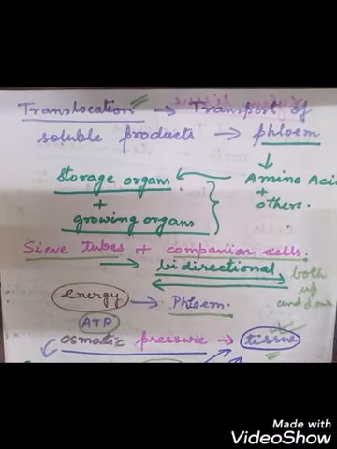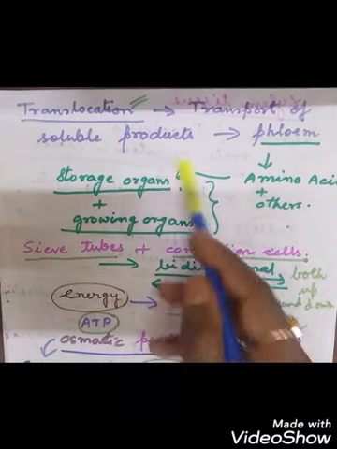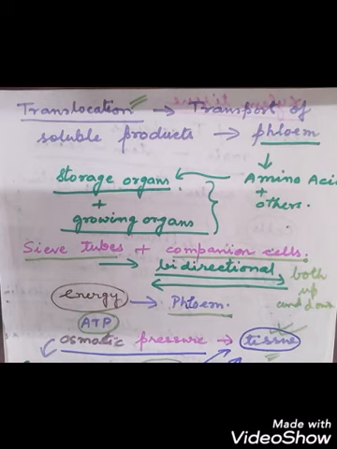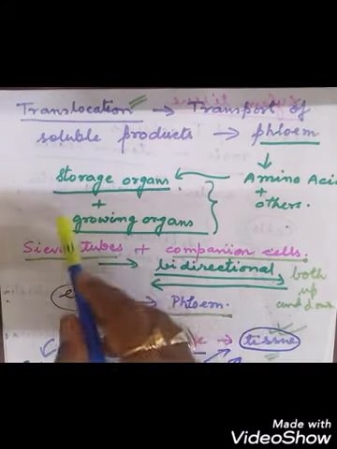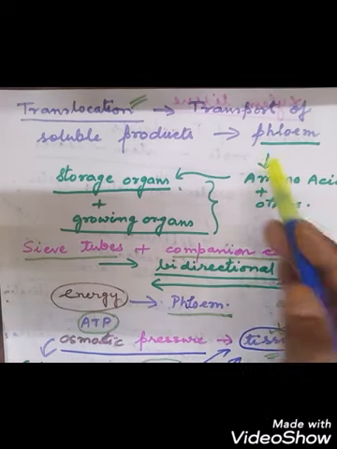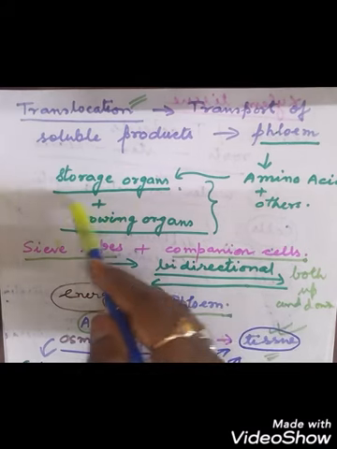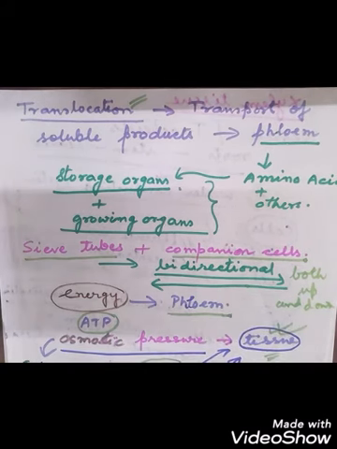Now, what happens to these substances? They will be kept in the storage organs like roots, fruits, seeds, and also in the growing organs. So the phloem is carrying the prepared food along with amino acids and other materials. They will be taken up to the storage organs and stored there, and also they will be taken by the growing organs for their growth.